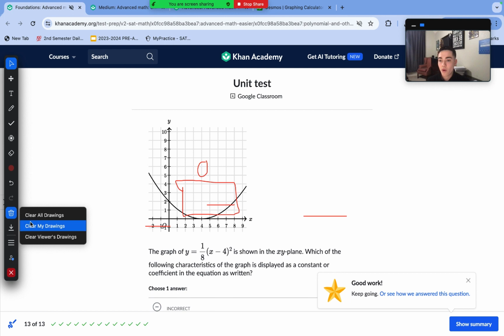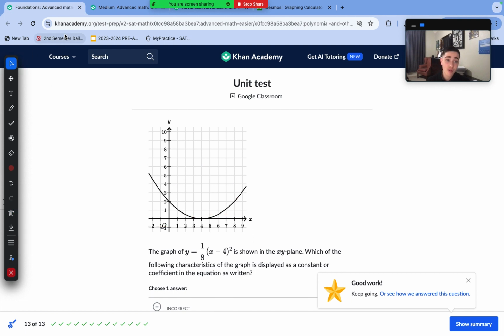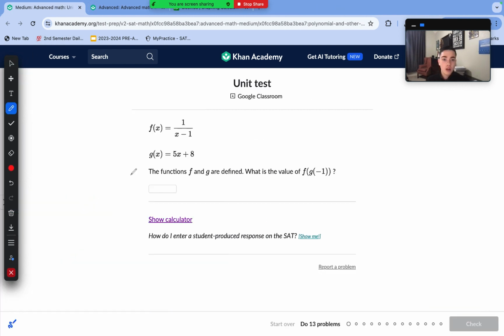Alright, that is all for our foundational difficulty level. Let's move on to the medium. Okay, on to our medium difficulty level. We have two functions, and we're trying to find the composite function. So how we do these, we take a look at our inside first.